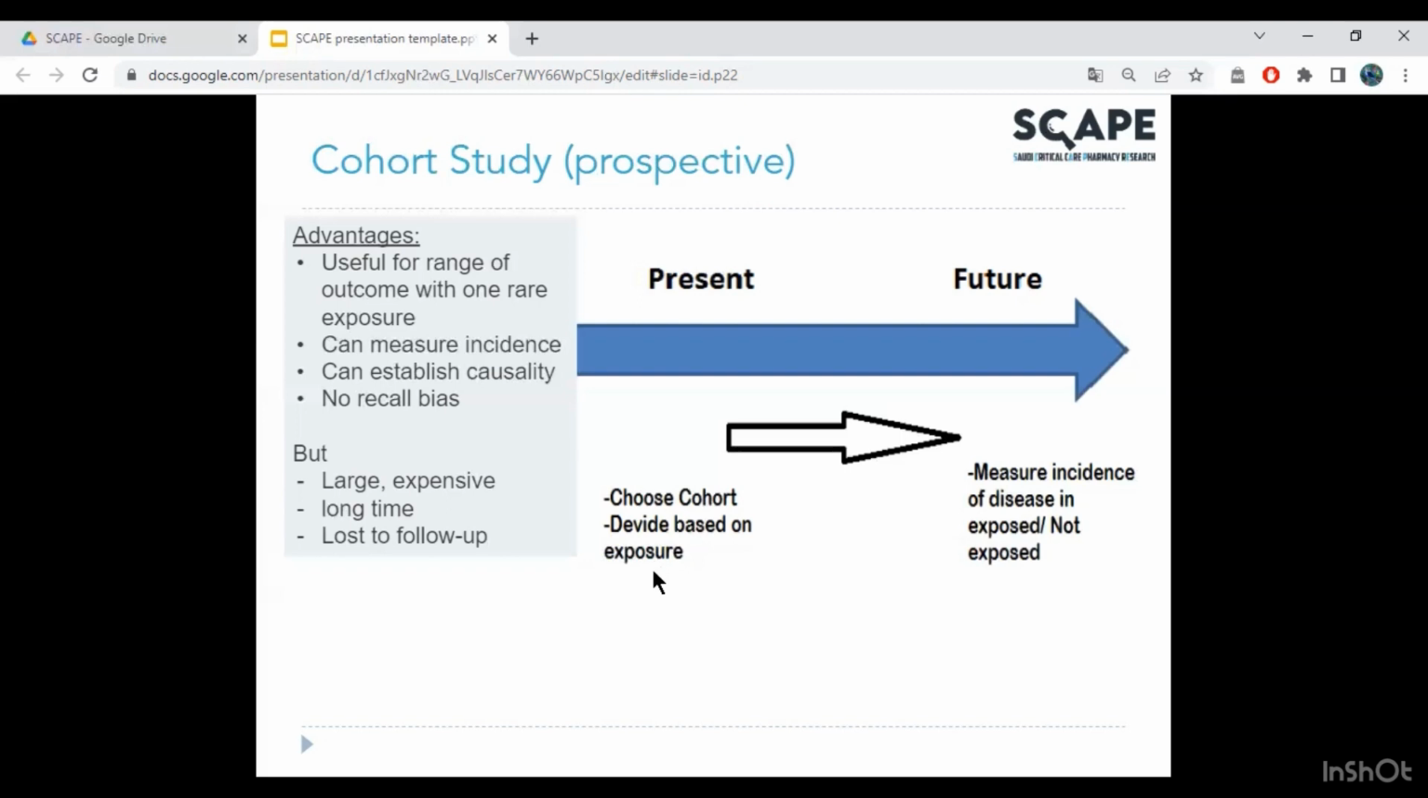And the sample size is related to the power of the study. So if you have a smaller sample size, then the power of the risk that you are estimating will also decrease.